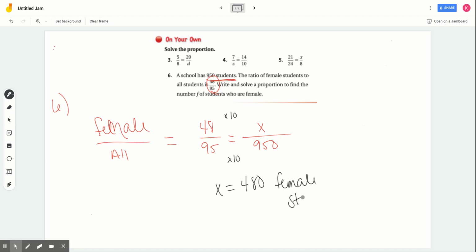We need to make sure that we are careful with our label and give the label of exactly what the question is asking us. So it says, write and solve a proportion to find the number F of students who are female. So our question is asking us for the number of female students, so that will be our label today.